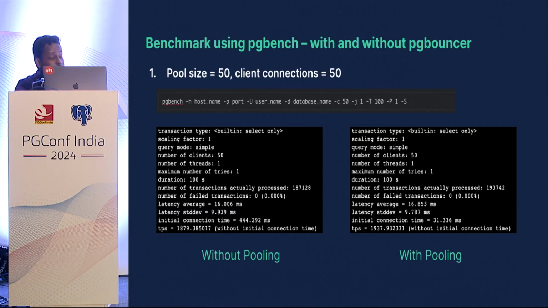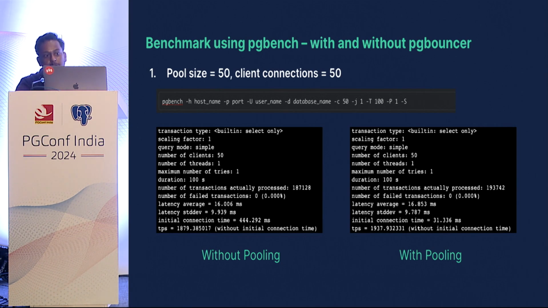So we use PG Bench, which is a standard tool for benchmarking Postgres, and PG Bouncer as a connection pooler. For now, we have taken a pool size of 50 and client connections of 50. As you can see, the initial connection time without pooling is 444 milliseconds, while with pooling it is 31 milliseconds, and the TPS is also increased with pooling. So as you can clearly see, it will perform better.